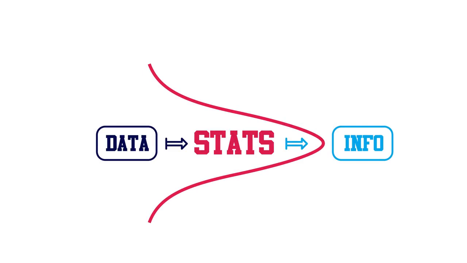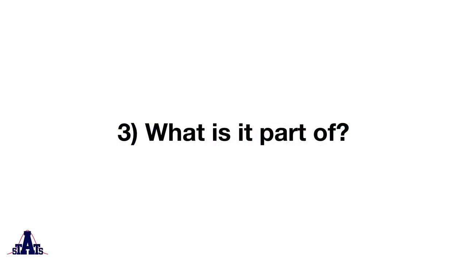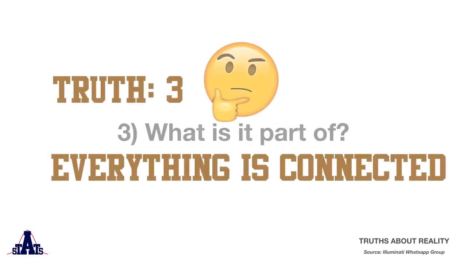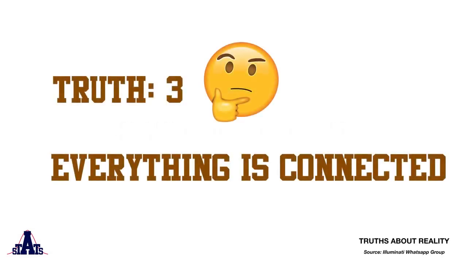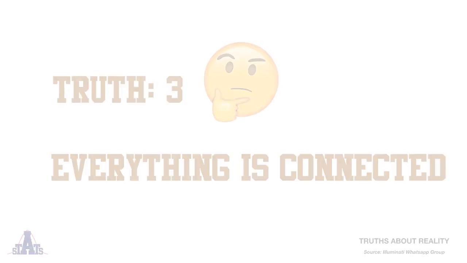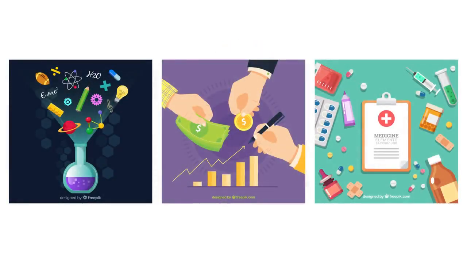The next question, what does it do? Well, we've also gone in depth about that. Stats takes data and gives us information. The next question is to ask, what is it part of? And this comes back to that truth number 3. Everything is connected. So where does stats come into things? And there we showed it. Every major field of study that uses empirical evidence needs to rely on stats, whether it's science, finance, medicine, all of this stuff does depend on stats.